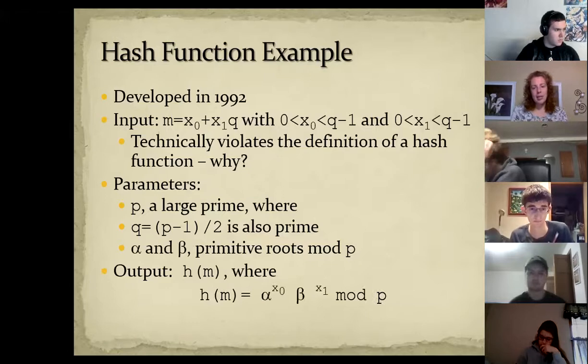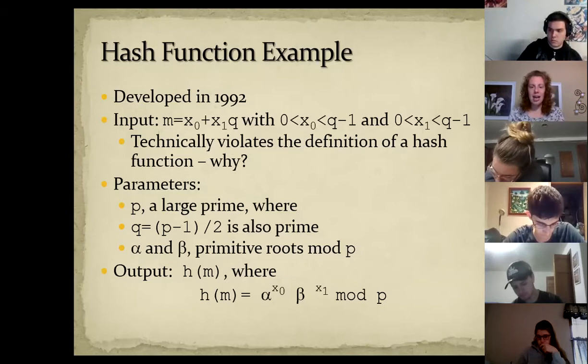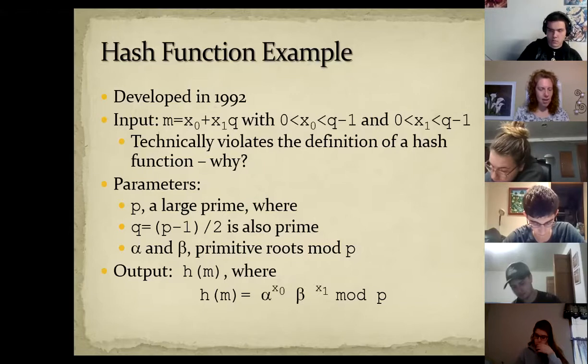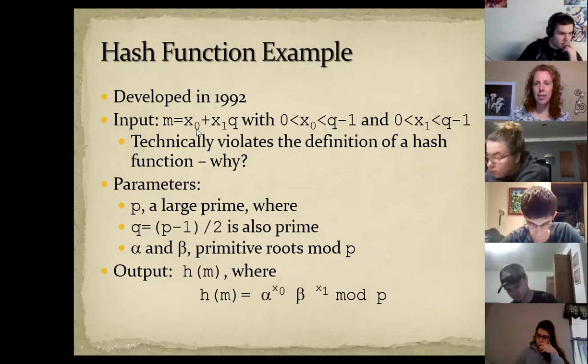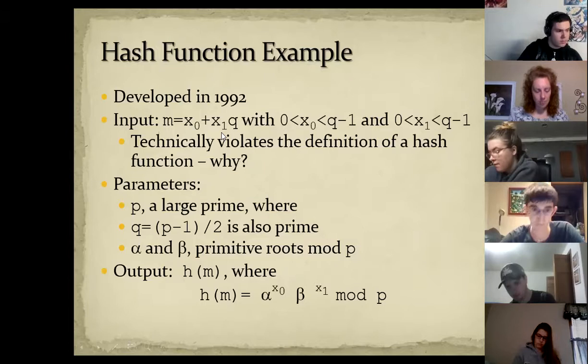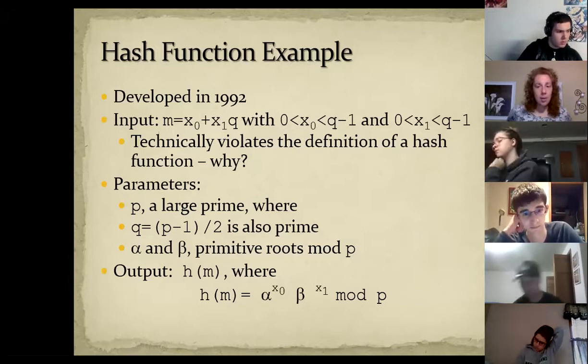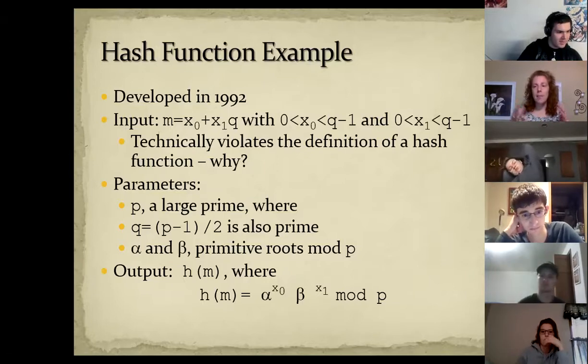Here's our output. The output is the hash value: alpha to the x0 times beta to the x1 mod P. Again, x0 and x1 are coming from the decomposition of your message up here. Okay, there is an example on the slides. You can walk through that. I won't bother to do it in person. You can see how this works. It's basically just doing some computations.